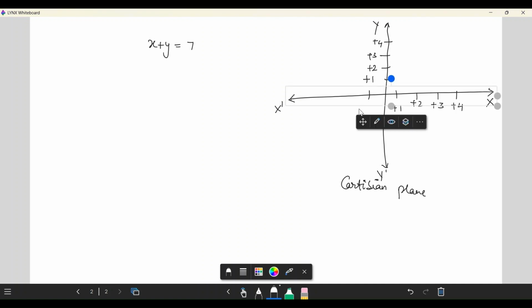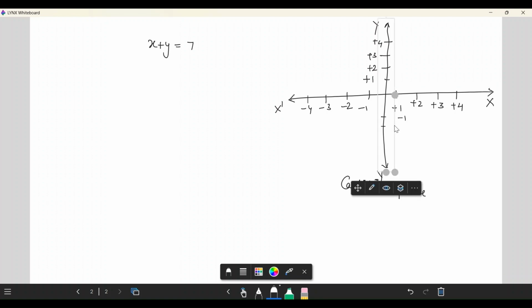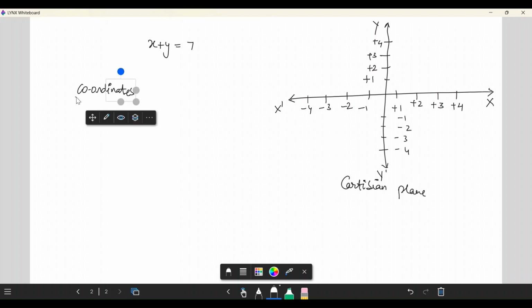Here we find -1, -2, -3, and -4. In the Cartesian plane, we write coordinates, like x comma y. x represents the x-axis, y represents the y-axis. And x is known as the abscissa, and y is known as the ordinate.